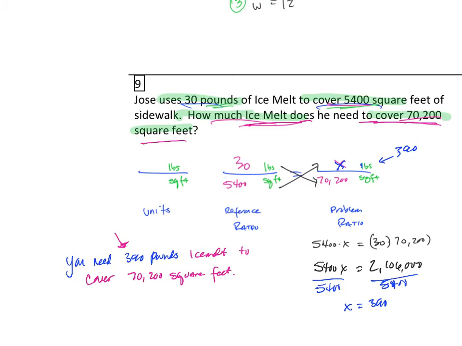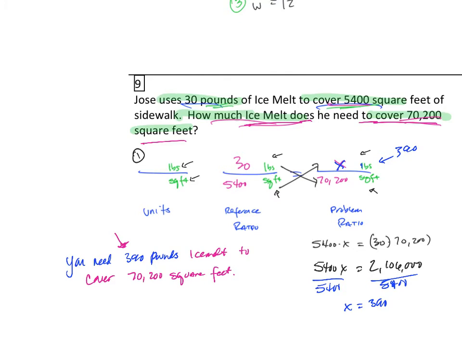Okay, so again, what we've done is the first thing we did was we set up our proportions and wrote our units. We kept pounds on top of each one of those ratios, and we kept square feet on the bottom for each one of these ratios.